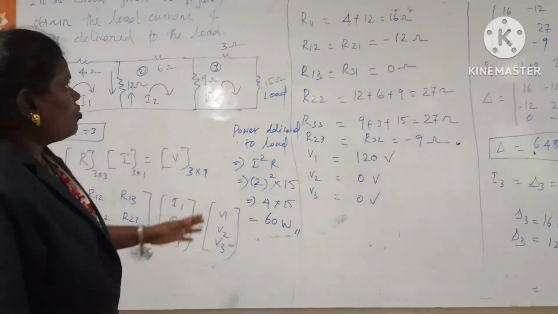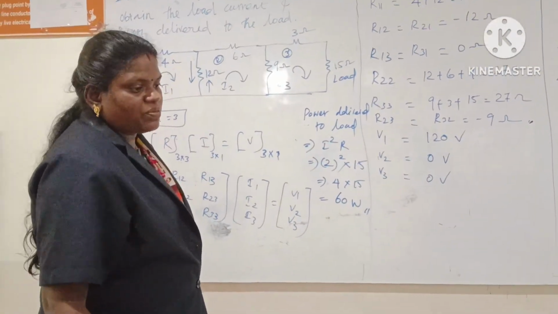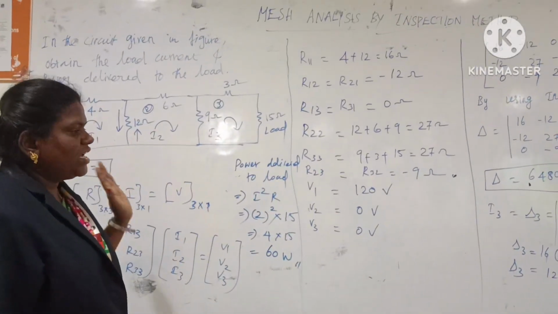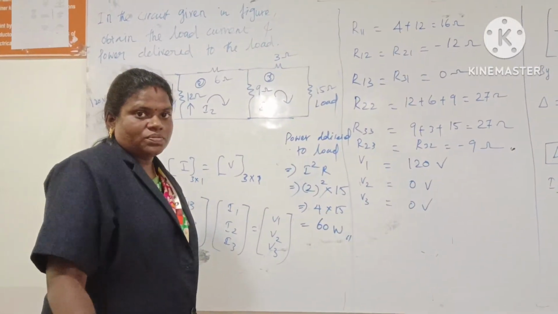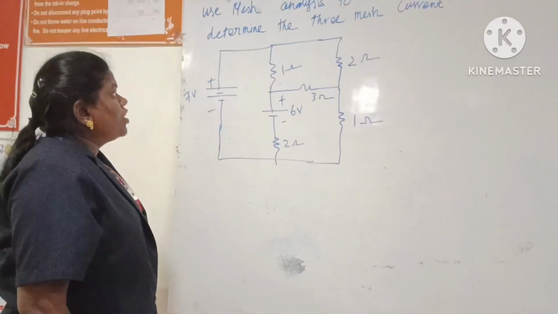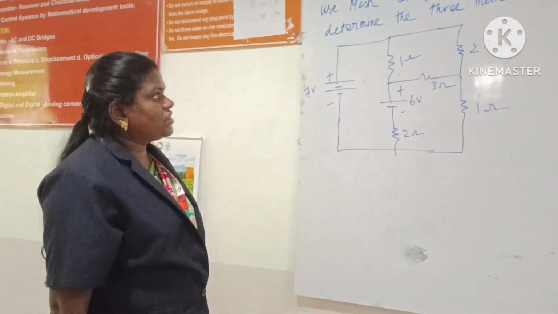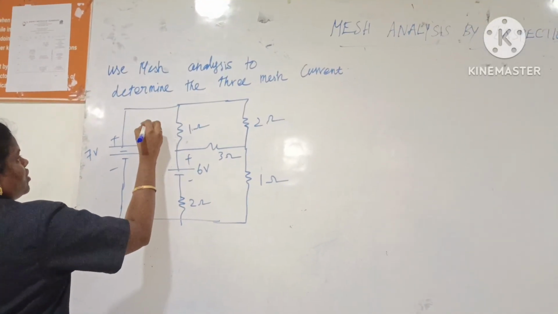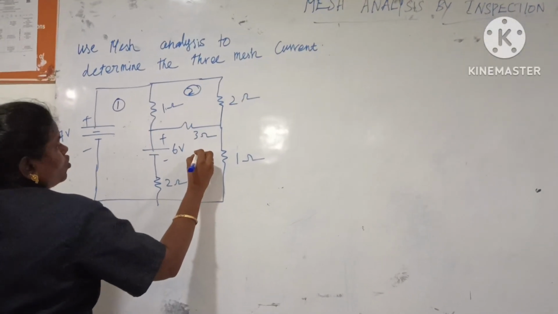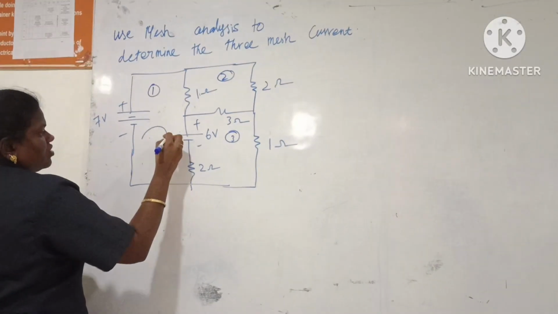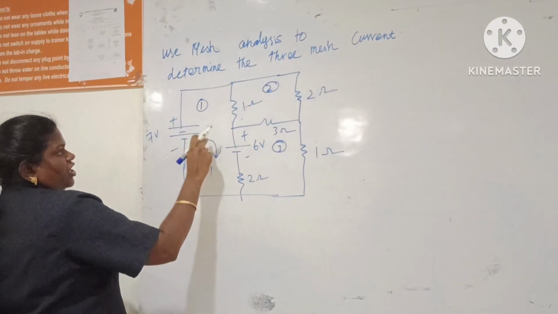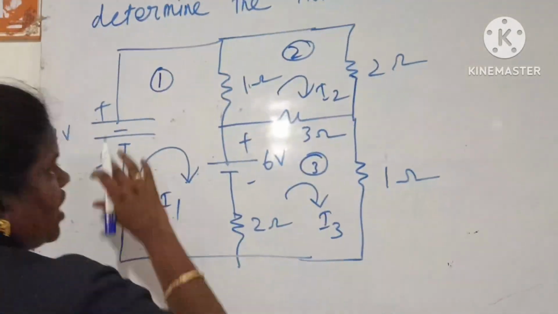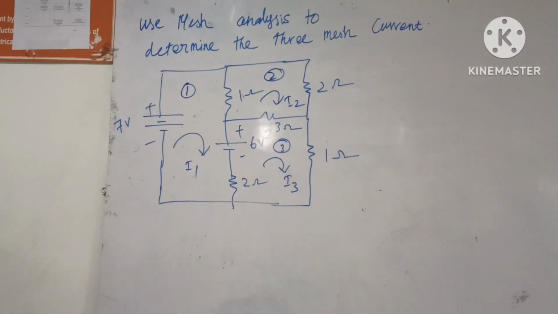This is the problem using mesh analysis by the inspection method for a 3 loop mesh. You have to find the 3 loop currents I1, I2 and I3 from this circuit. First, find how many loops are in the circuit: loop 1, loop 2, loop 3. Next, assume the current directions I1, I2 and I3; all 3 currents are assumed to be in the clockwise direction.